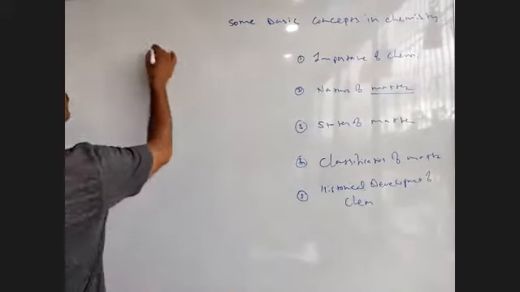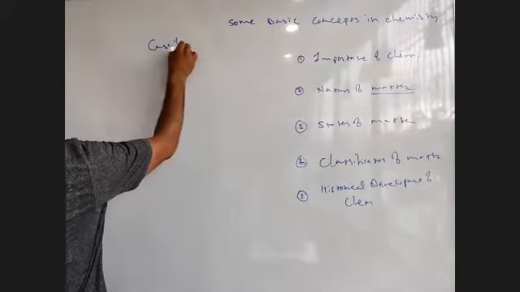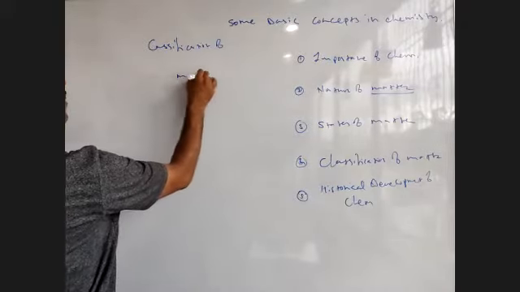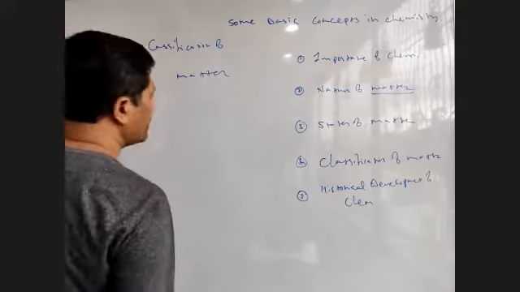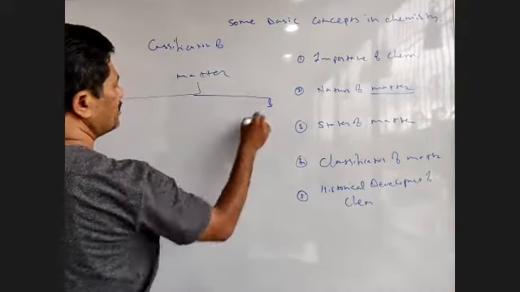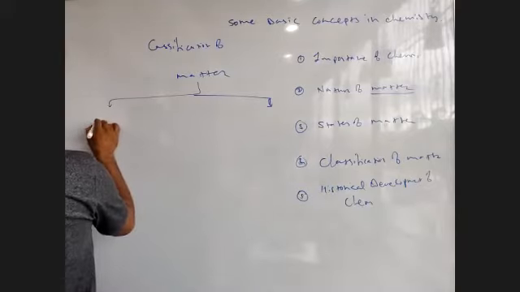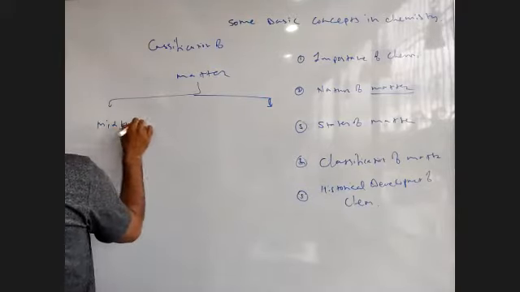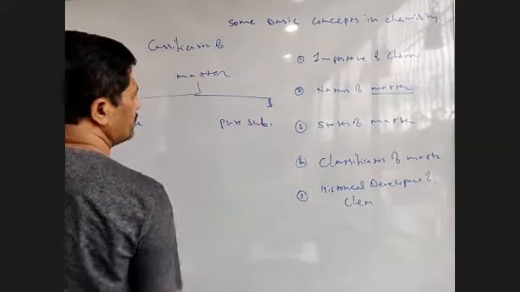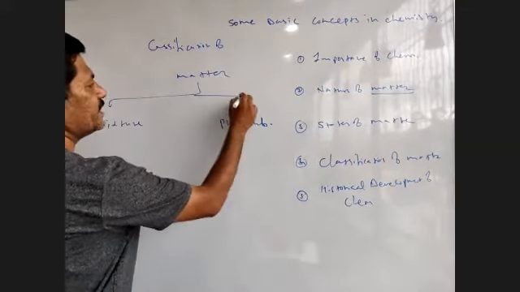ठीक है, so we have the classification of matter. Matter is classified into two categories depending upon the substances. Number one, you can say here mixture, and number two is a pure substance. So this is the classification of, you can say, matter.